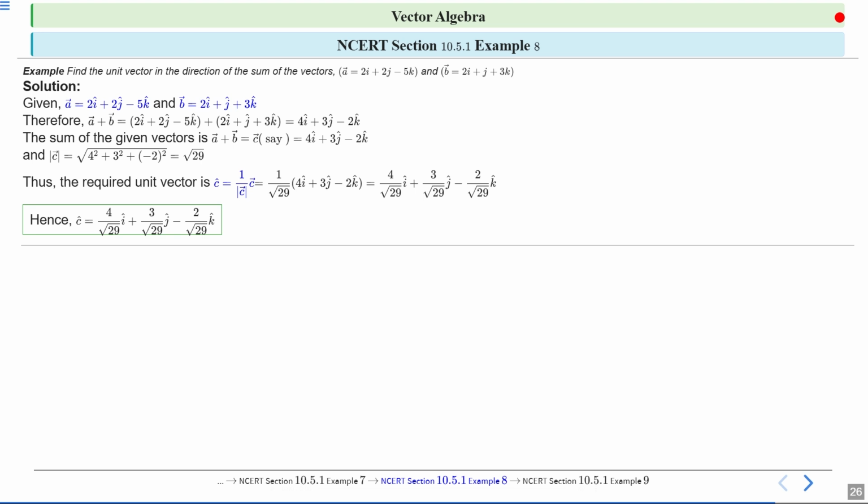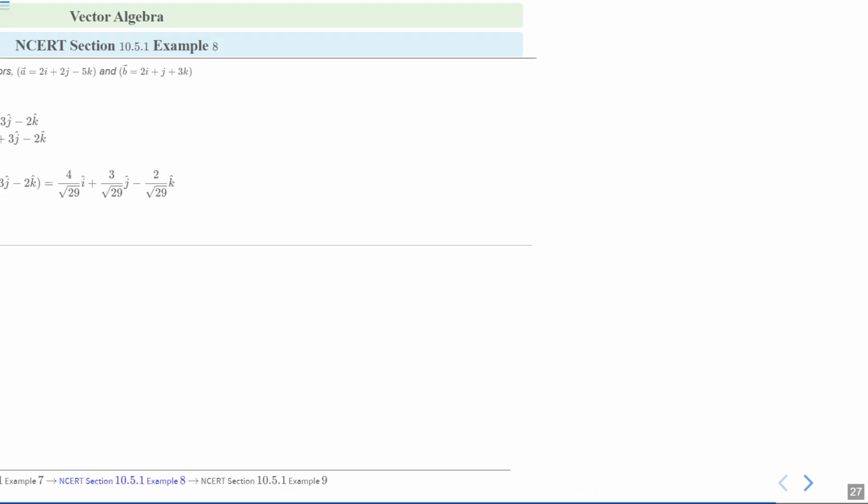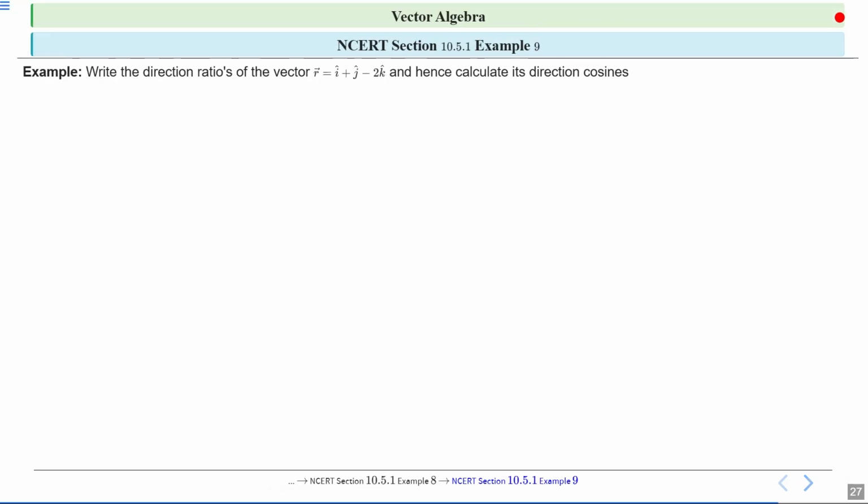Okay, let's move to the next part. NCERT section 10.5.1 example 9, which says: write the direction ratios of the vector r vector equal to i cap plus j cap minus 2 k cap, and hence calculate its direction cosines. We have to calculate its direction cosines, right? So again, you have some time to solve or think about the given question. After that, we will discuss the solution part, right?